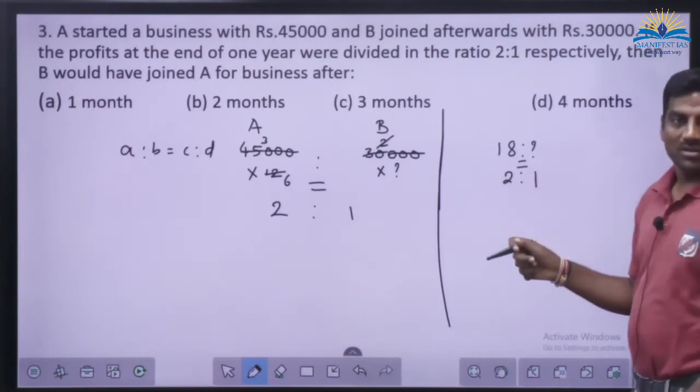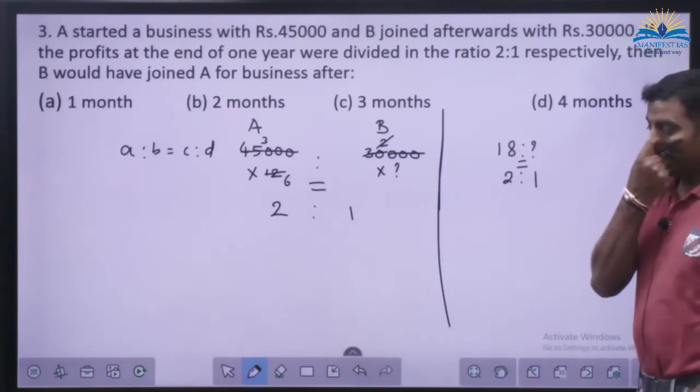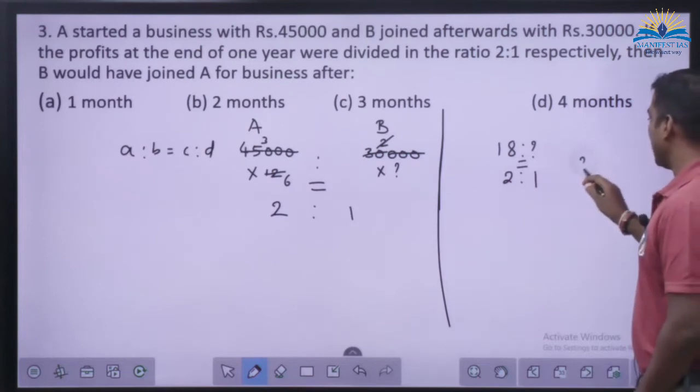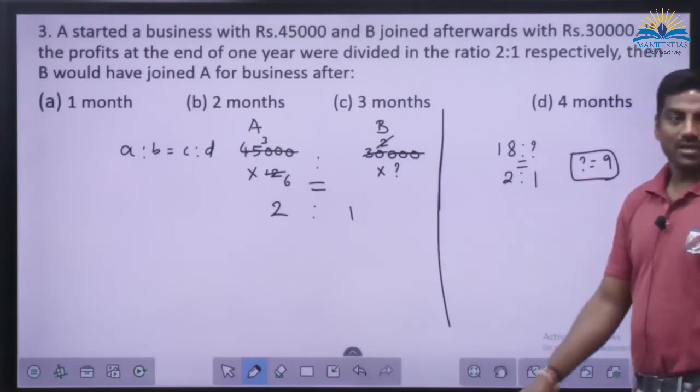9, no? Do you need cross multiplication for this? 18 is to what is equal to 2 is to 1. So this is nothing but 9. What does it mean? This question mark is 9. What does that mean?